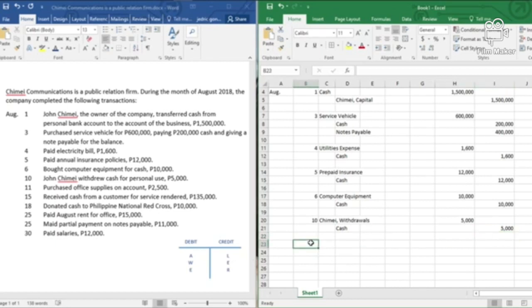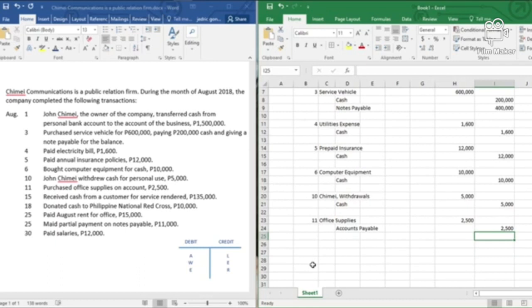Okay, so, natanggap nila is, the date first, August 11. Ang natanggap ng company is office supplies. How much is that? 2,500. And then, dahil inutang niya, sa supplier, that would be accounts payable. The same, 2,500.